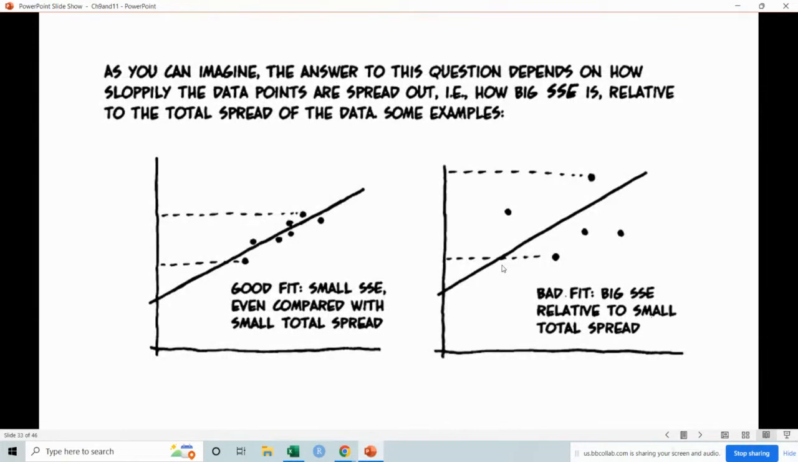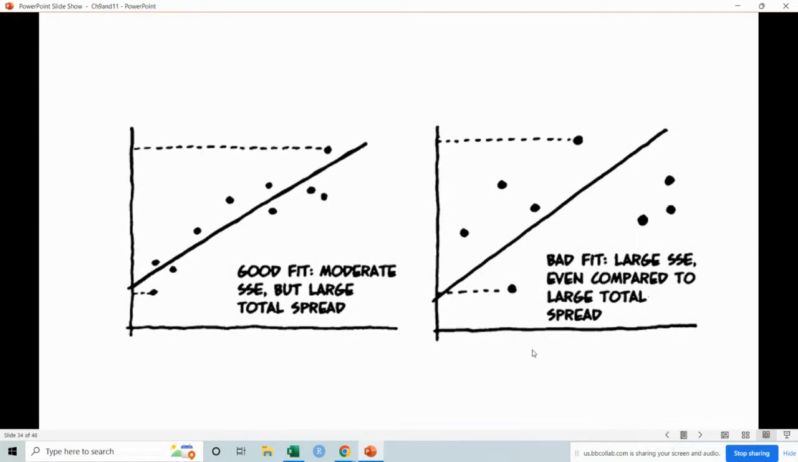As you can imagine, the answer to this question depends on how sloppily the data points are spread out. For example, how big is that sum of squared error relative to the total spread of the data? A good fit would have a small sum of squared error even compared with a small total spread. A bad fit would be a big sum of squared error relative to a small total spread. Another good fit: moderate sum of squared error, but large total spread. So if we have very spread out data, we can still make it work. A bad fit would be a large sum of squared error even compared to a large total spread.